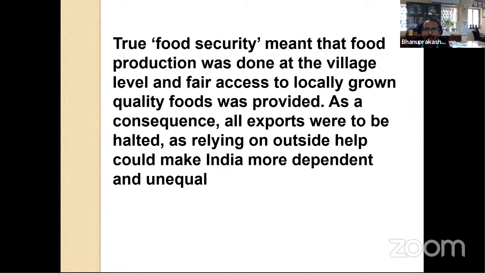To sum up, true food security means that food production is done at the village level, local, with fair access to locally grown quality food. This is also one important reason why we should promote locally grown food: if it is imported all the time, transported from Kashmir or from Kanyakumari, anything can happen during the transport. Relying on outside help would make India more dependent.